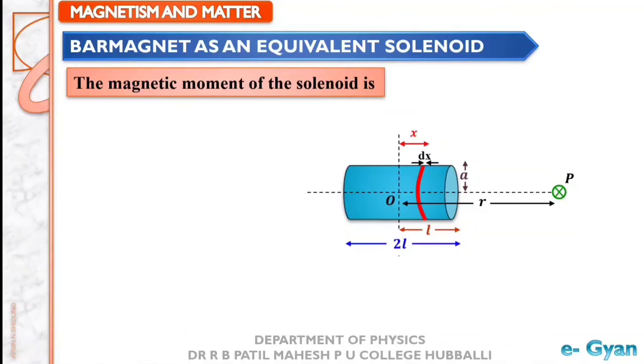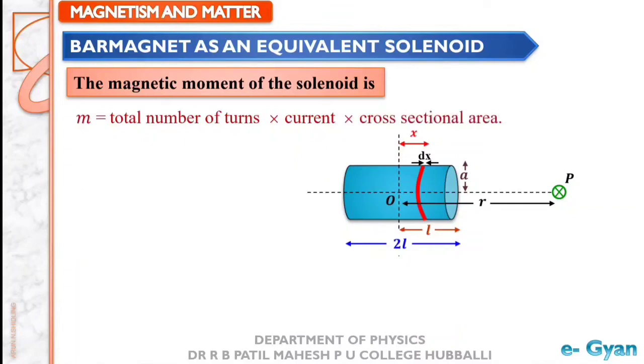So if I try to take the magnetic dipole moment of the solenoid, we can write it like m is equal to total number of turns. How many turns are there in the solenoid? That one into the current flowing in the solenoid into the cross-sectional area. We have studied this in the moving charges and magnetism chapter. That is, total number of turns is n, current is I, and cross-sectional area is capital A. So that itself is the magnetic dipole moment. Using that formula, we are trying to move ahead.